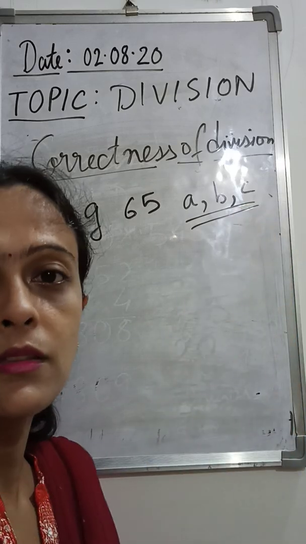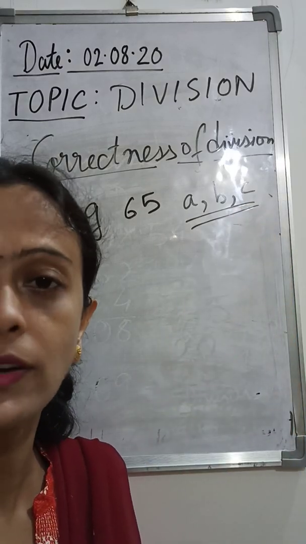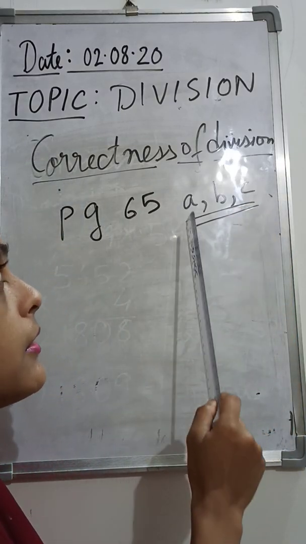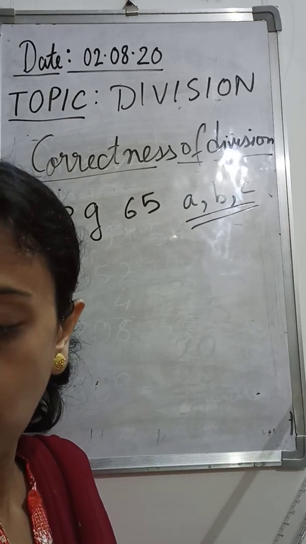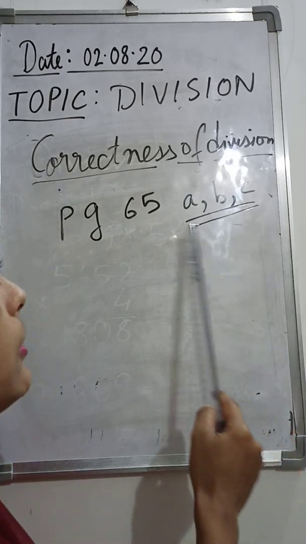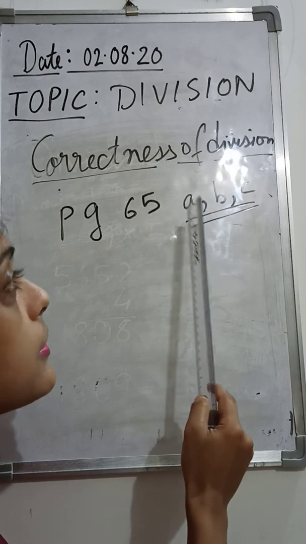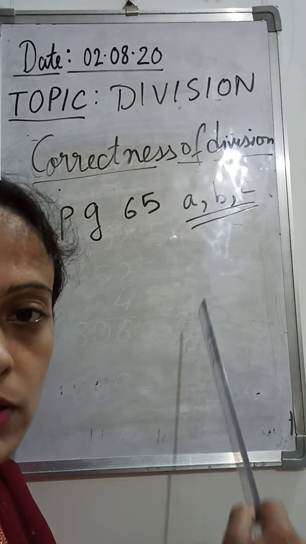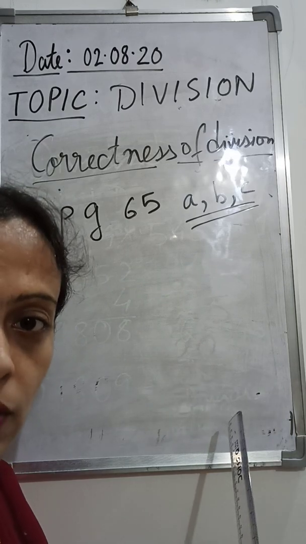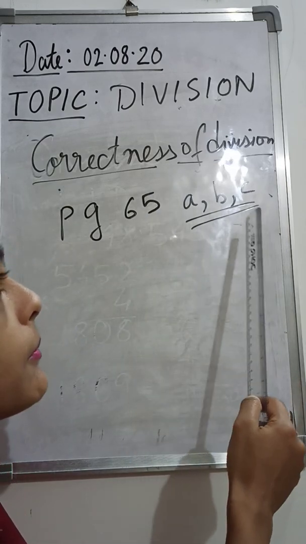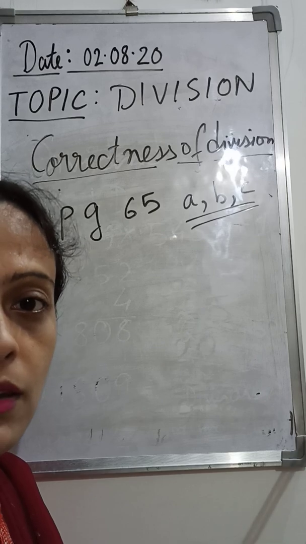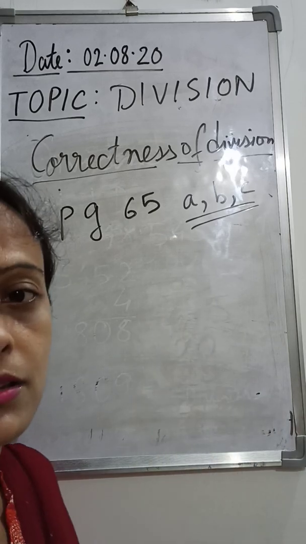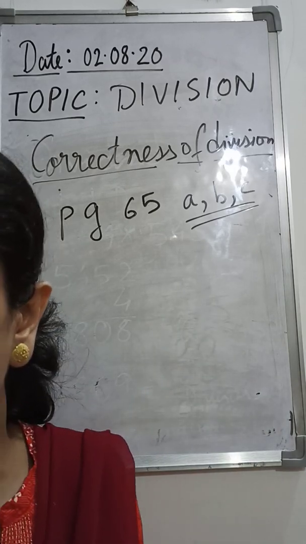You have already done the division in the virtual class. If some sum was left, you can do it right now. And also you can use the correctness method to check the correctness of your sum. The way we have just now done, follow the same process. And if your answer matches with the dividend, you can write there correct. So I hope it's clear to you all.